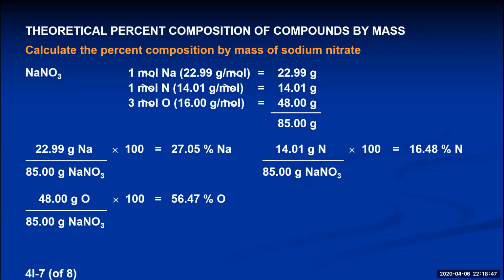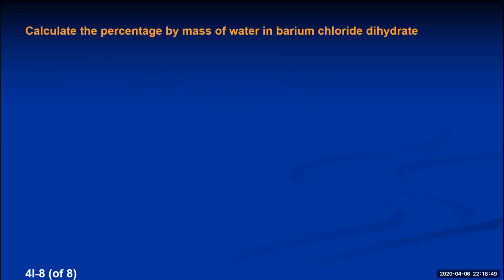I want to do one final theoretical calculation. Let's calculate the percent by mass of water in barium chloride dihydrate. When you see that name, dihydrate means there are 2 water molecules bonded to each formula unit of barium chloride, which is BaCl2. The way you'd write the formula for that hydrated substance is BaCl2 dot 2H2O. And we could calculate the percentage of barium, the percentage of chlorine, the percentage of hydrogen, the percentage of oxygen in this particular compound by mass.